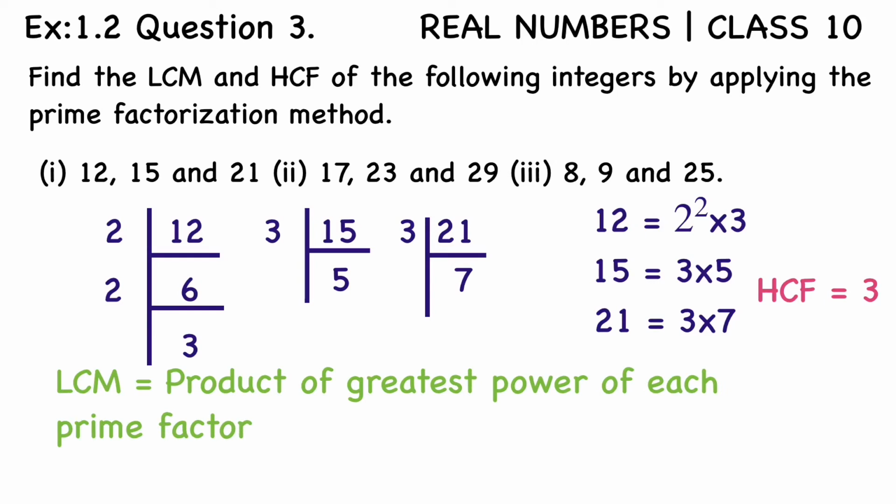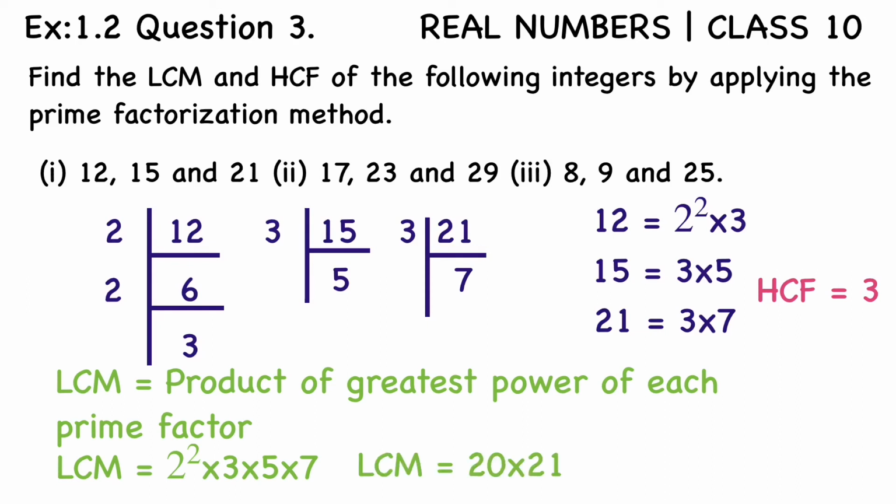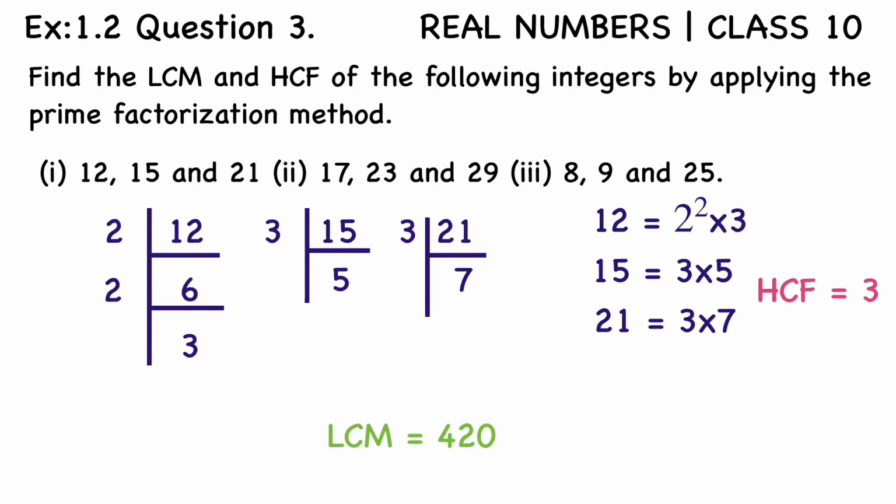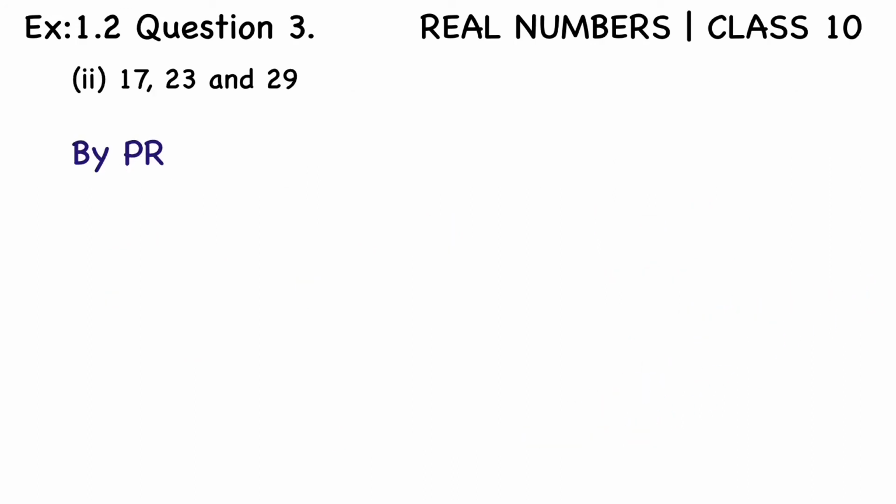Now go for LCM. 2, 3, 5 and 7. And the greatest power of 2 here is 2 square. So we have LCM is equal to 2 square into 3 into 5 into 7. We have 2 square into 5, that is 4 into 5 is 20, 7 into 3 is 21. So 20 into 21 we have 420. LCM is equal to 420. Next question is 17, 23 and 29.